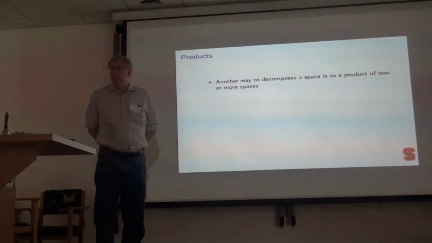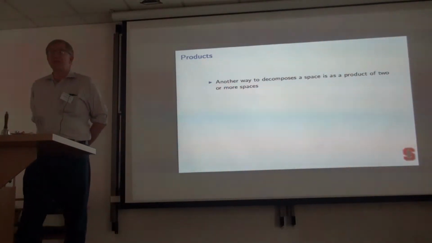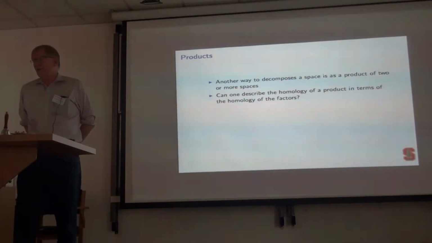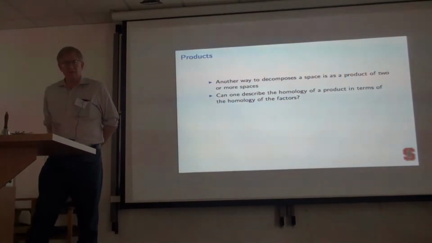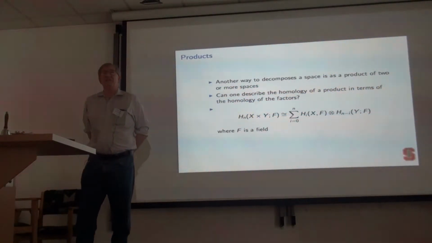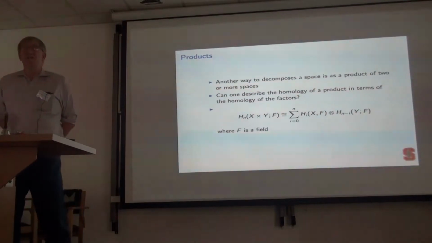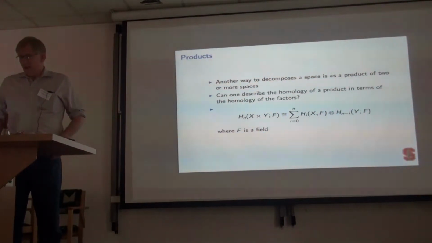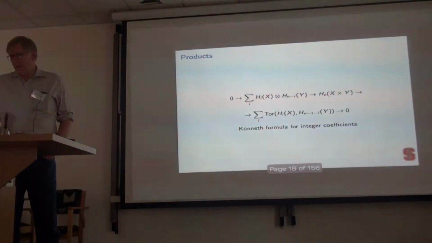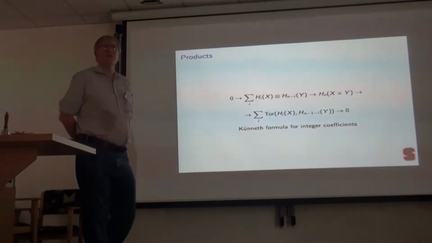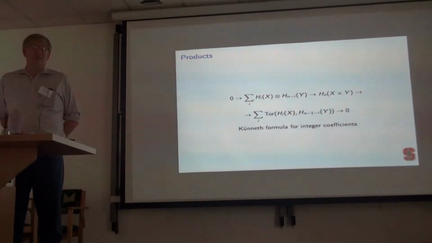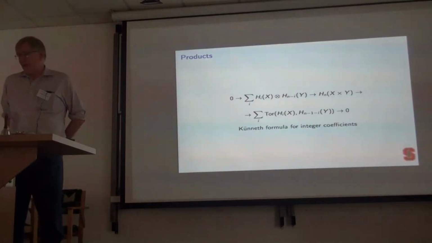Another way to decompose a space is as the product of two or more spaces. So as we said here, we have a kind of a union. If I instead take a product, the question is, can one describe the homology of a product in terms of the homology of the factors? And it turns out that in regular topology, the answer is yes. Certainly with field coefficients, the answer has a very simple form in terms of the tensor product of the graded vector spaces of homology with field coefficients. And when you don't have field coefficients, when you just take integer homology, it's a little more complicated. There's a short exact sequence here which is actually split. And so there is actually an answer as well.